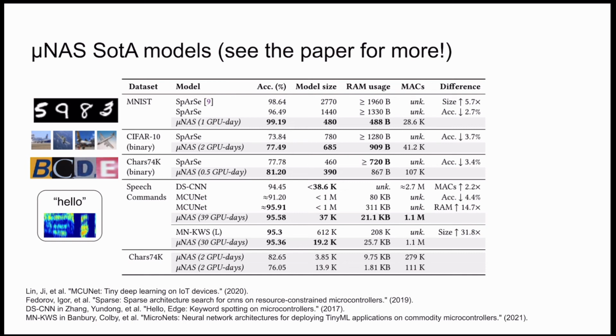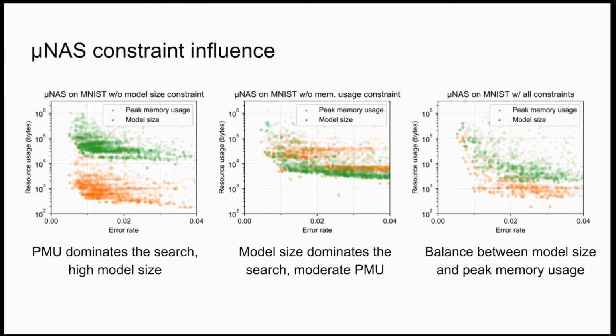We also perform a set of ablation studies to decide which design components of mNAS are actually necessary and beneficial for the search. Here you can see 3 graphs where we ran a search with mNAS, with either the model size constraint missing, the peak memory usage constraint missing, or both constraints present. Now, on the left-hand side, we can see that when the model size constraint is missing, peak memory usage dominates the search, which optimizes for narrower and deeper models, which also then result in a higher model size.